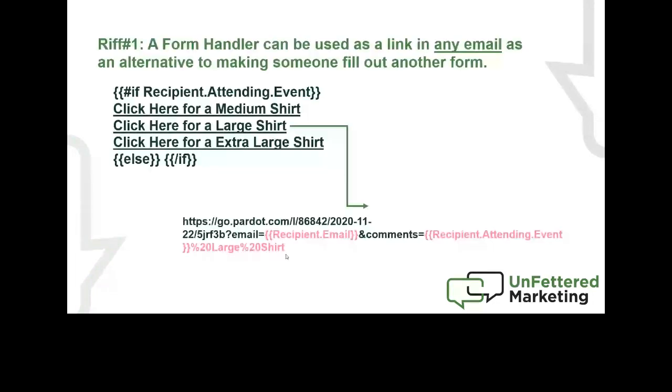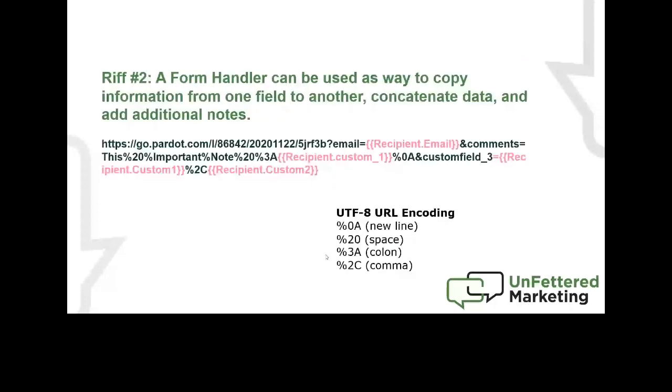So again, give them the ability to click something instead of going to another form and filling something out. It fills out the form by way of clicking the form handler as the link. You can also use it as a way to copy information from one field to another if you get them to click it in a link in an email, to concatenate data or to add additional notes. So once again, you can take information from one field or two different fields, combine it together, and put it into a third field, like the comments.